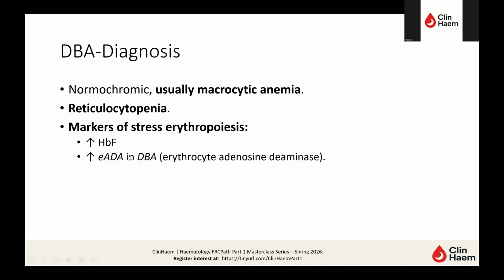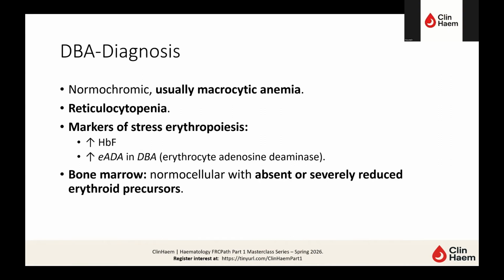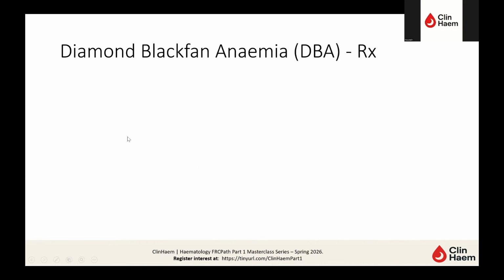And this is just our coping mechanism. It's a marker of stress erythropoiesis. I can explain you the mechanism, but it just will bore you. Bone marrow is not going to show you any precursors there because this is pure red cell aplasia. And the other, of course, gene panel is going to cover that. It's important to diagnose them.